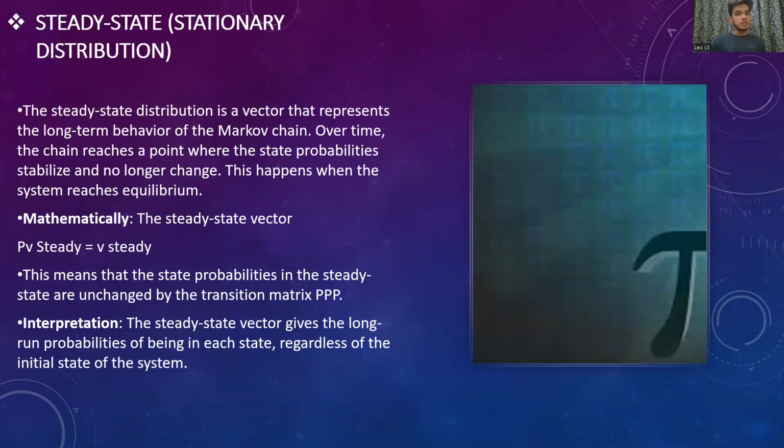Steady state, stationary distribution. The steady state distribution is a vector that represents the long-term behavior of the Markov chain. Over time, the chain reaches a point where the state probabilities stabilize and no longer change. This happens when the system reaches equilibrium. Mathematically, P V_steady is equal to V_steady. This means that the state probabilities in the steady state are unchanged by the transition matrix P. Interpretation: the steady state vector gives the long run probabilities of being in each state, regardless of the initial state of the system.